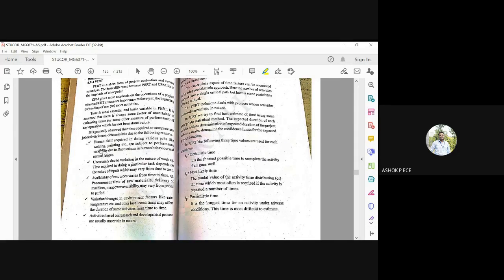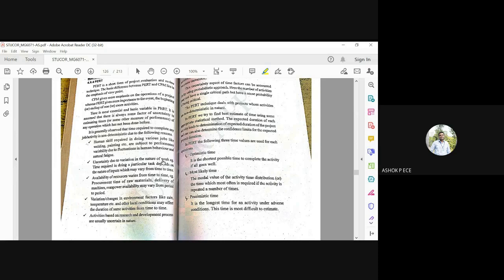It is generally observed that the time required to complete any job or activity is non-deterministic, and due to the following reasons. First one, human skill required in doing various jobs like welding and painting is subject to performance variability due to fluctuations in human behavior and natural fatigue. You cannot expect the same completion of activity from each person. It will be variable because of human behavior and fatigue. Some might be very good, but some might not do it with that much skill. So human skill is variable. It is not the same from person to person.